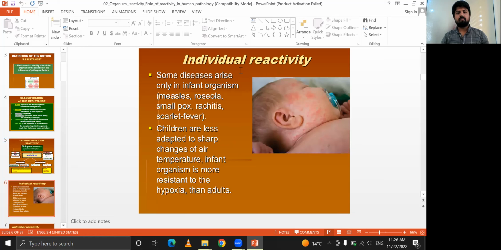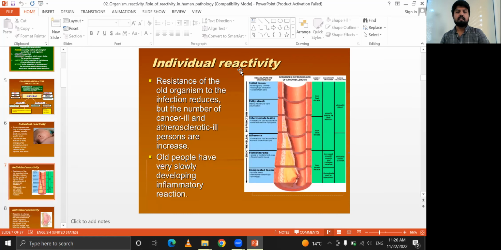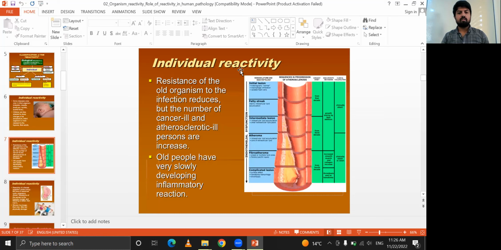Individual reactivity: some diseases arise only in the infant organism, like measles and smallpox. Similarly, children are less adapted to sharp changes of air temperature. The infant organism is more resistant to hypoxia than adults. The resistance of the old organism to infection is reduced, but the number of cancer patients and atherosclerotic persons increases. Old people have very slowly developing inflammatory reactions.